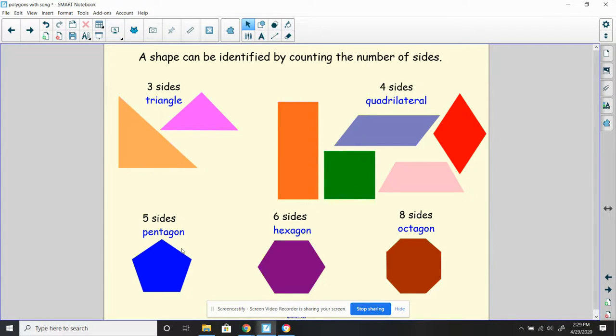A five-sided polygon is called a pentagon. Pent means five, gon is side. So these are all five-sided figures. A pentagon has five sides. Six sides are called a hexagon. Hex means six, gon is side, so six-sided figures. And then we have an eight-sided figure called an octagon. Count up the sides. You have eight sides. Oct is eight, gon is sides, octagons are your eight-sided figures.